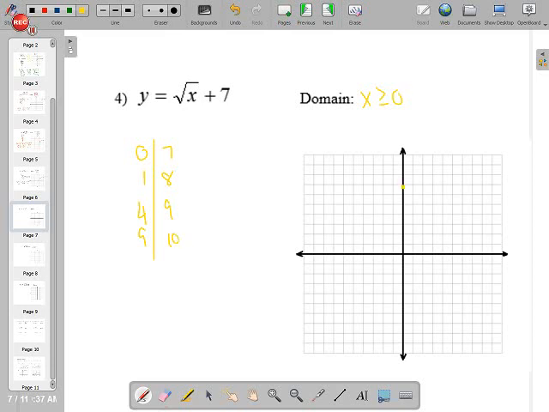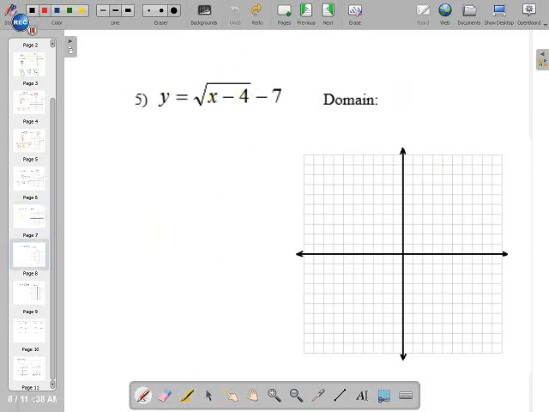So 0, 7. 1, 8. 4, 9. 9, 10. So this one looks like that. It's half a parabola, kind of hard to draw, especially with my little tool here.